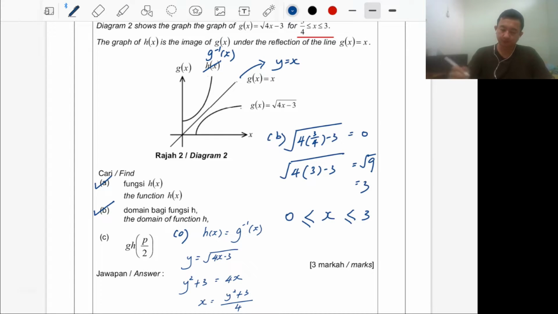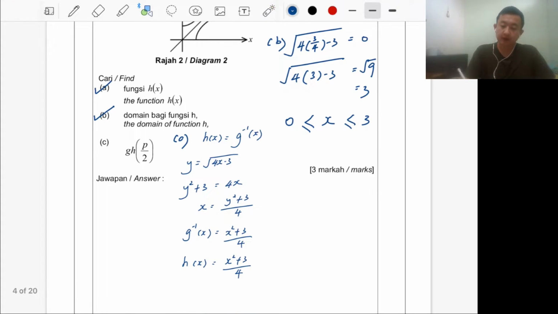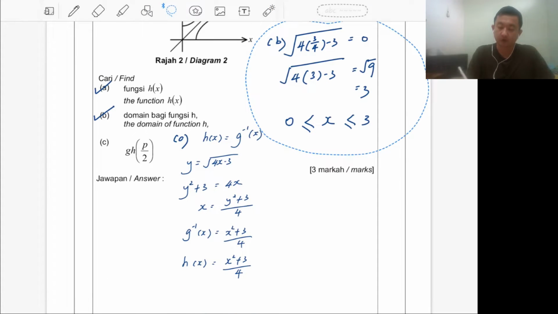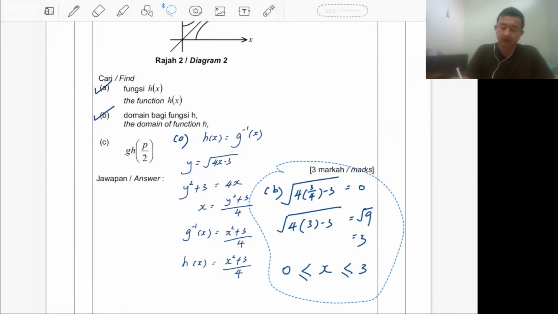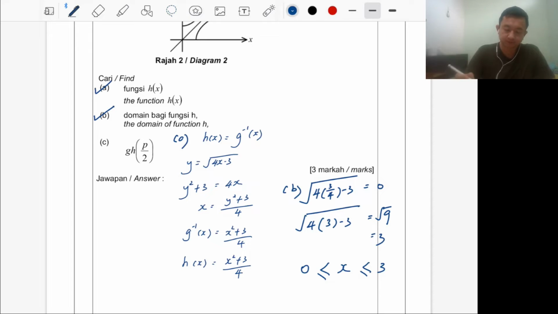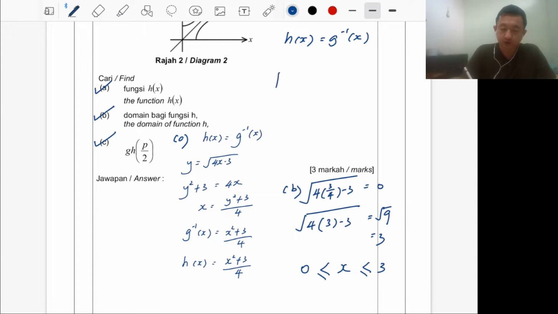Okay, the last one. g h(p/2). No working required. It should be just a 1 mark question. Why is there no working required? Since we know that h(x) is actually g inverse, when we write this again, we can write it as g inverse g(p/2).